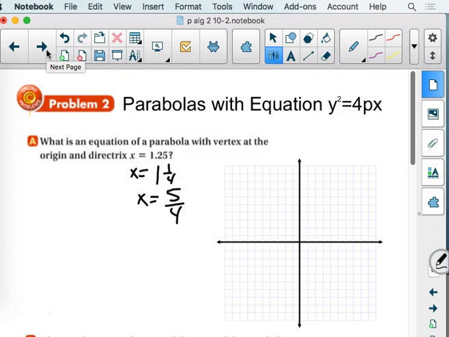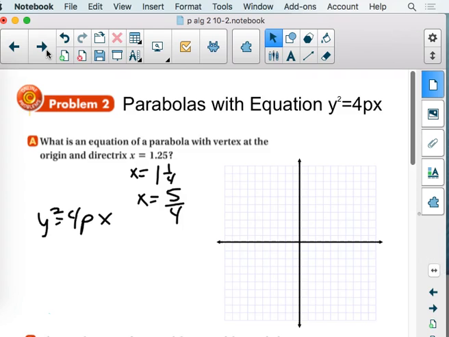Now think about the equation that we're going to use. Why would that be advantageous? What is it in our formula that's going to make that work out nice? The 4p. Yeah. So if we can change this decimal business into fractions, it'll go pretty quick. So our little equation is supposed to be y squared equals 4px. But it said the directrix is x equals 1.25. So x equals 1.25 right here.